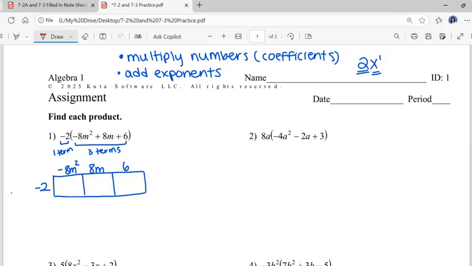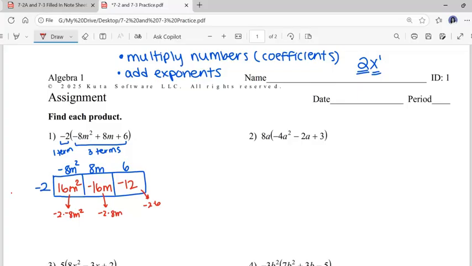Now within each box, I'm going to multiply the 2 sides of that box for like the area. So this first one would be -2 times -8m squared. Well, I can multiply -2 and -8 together to get 16, and then I just have an m squared because there's nothing else that goes with it. All right, now for the second one, I have -2 times 8m. So again, I can multiply the -2 and the 8 to get -16, and then I have the m. And then the last one, I have -2 times 6, which is -12.